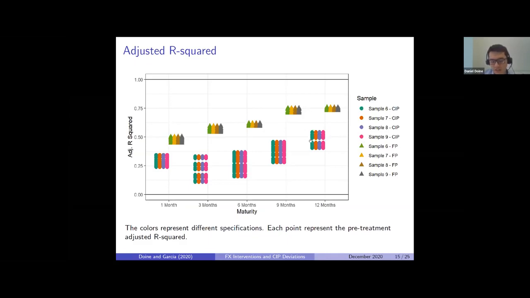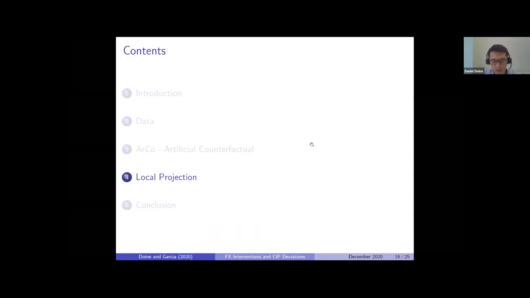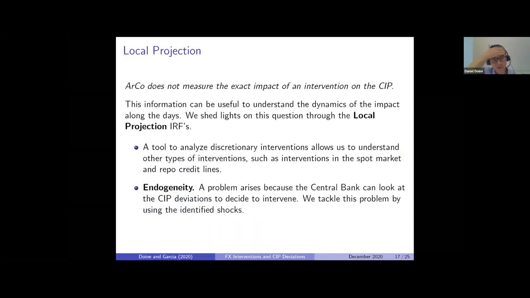And as robustness, we also estimate our equations with the forward premium, and we separated the forward premium and the interest rate. So this is better explained, but we see it's kind of tricky to capture these dynamics, okay, in the pre-treatment sample. And moving on to the local projection.